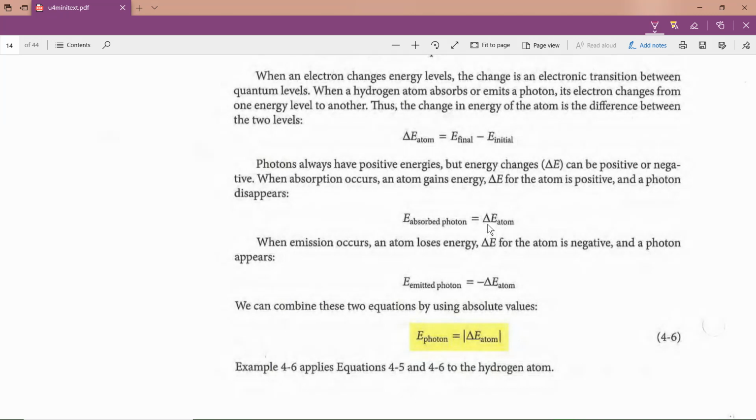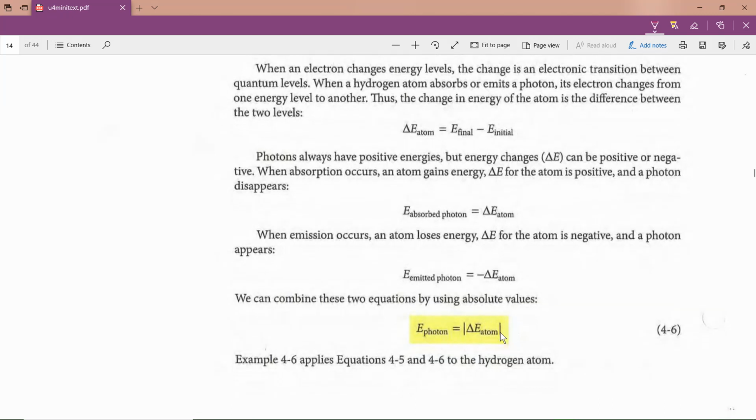If it's absorption, the atom gains energy, and the photon disappears as it transfers its energy so that the atom gets into an excited state. If you've got emission, the atom loses energy, so the change in energy for the atom is negative, and a photon appears. So it's best just to say the energy of the photon, either absorbed or emitted, is just the absolute value of the change in energy for the atom. That's an easier way to talk about it.